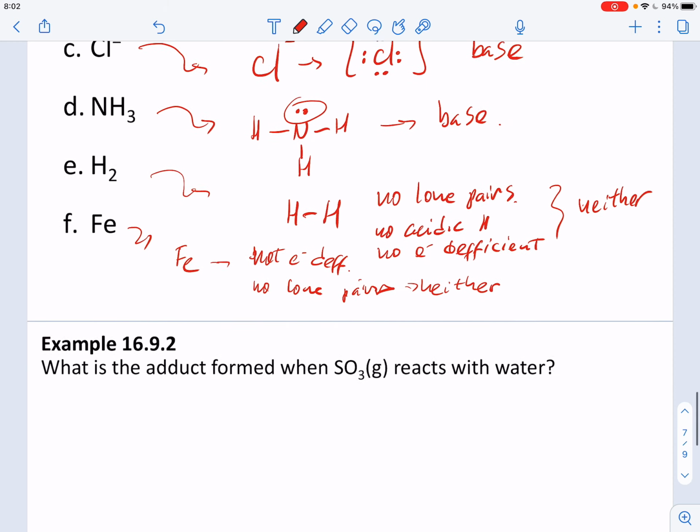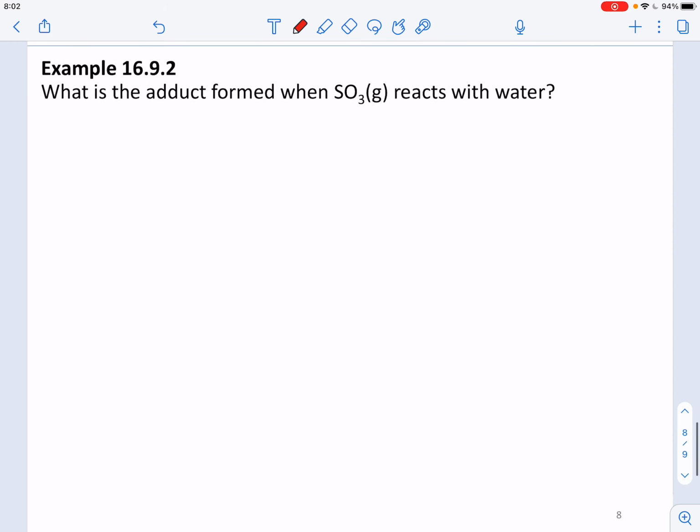Okay? And sometimes we can just tell you what is reacting with what. So here we have sulfur trioxide reacting with water, and the question is, well, what is the adduct that is formed between SO3 and water? And in a way you have to determine which one is the acid and which one is the base, because based on that, it will give you what the structure is for that particular adduct.